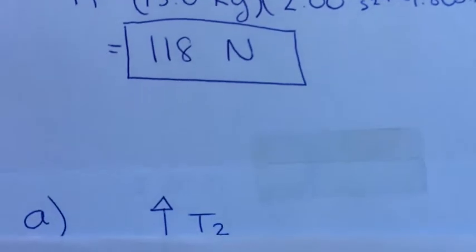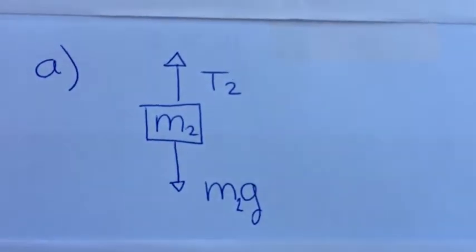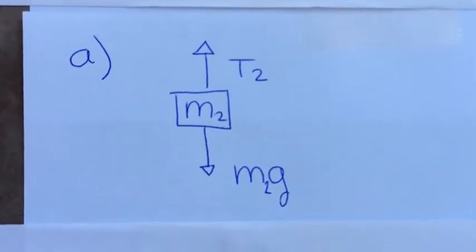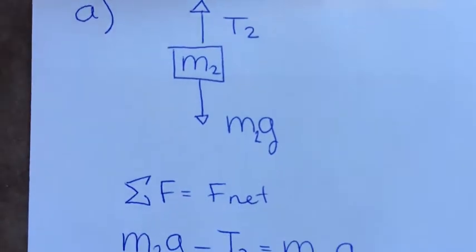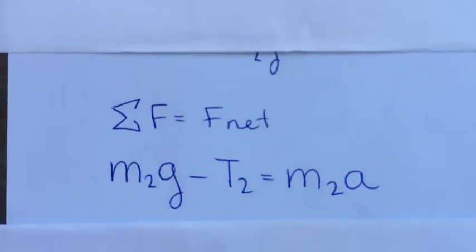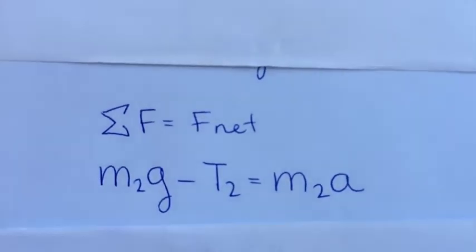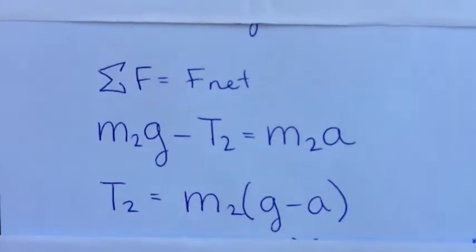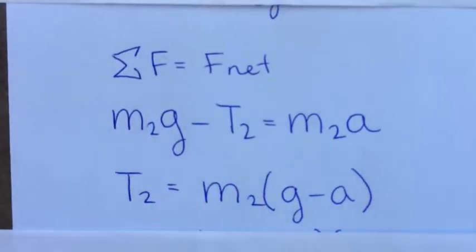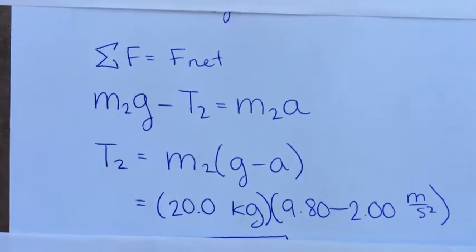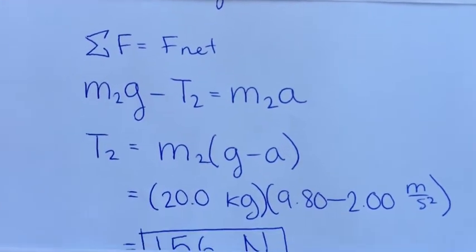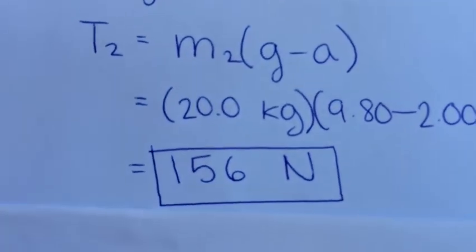And so we do the same thing for block 2. This is the free body diagram. It just has tension upwards and the mass times gravity downwards, so this one's pretty simple. We use the sum of the forces is equal to the net force again, and we get m2 g minus T2 is equal to m2 times its acceleration. We can simplify that, so T2 is equal to mass 2 times gravity minus acceleration. We can plug in the numbers to get 20 kilograms times 9.8 minus 2 meters per second squared is equal to 156 newtons. That's tension 2.